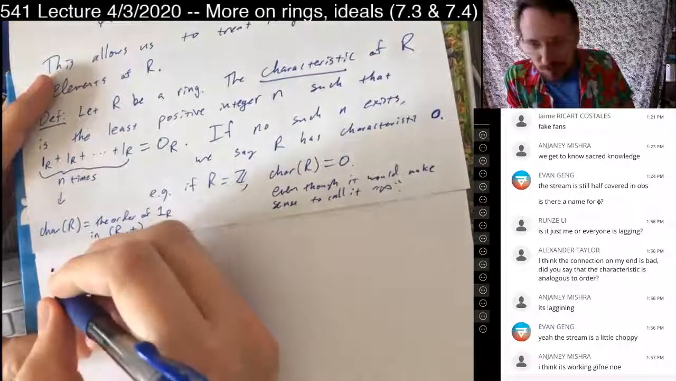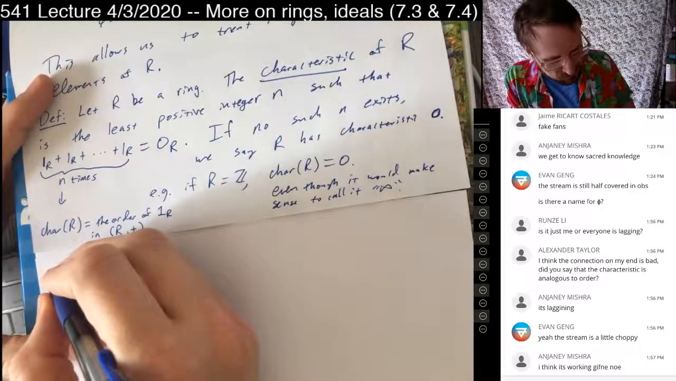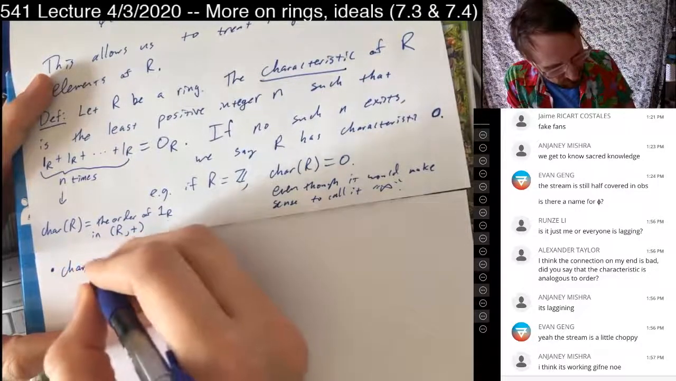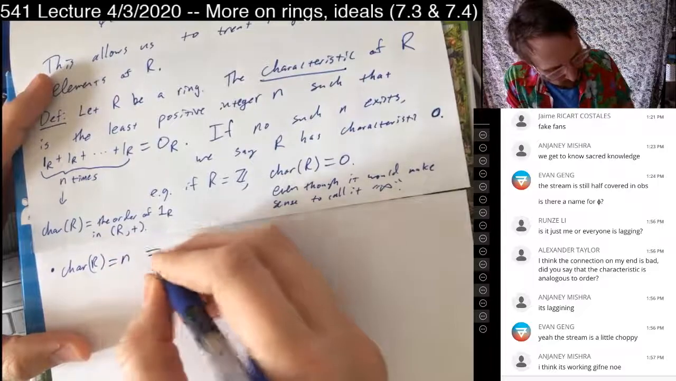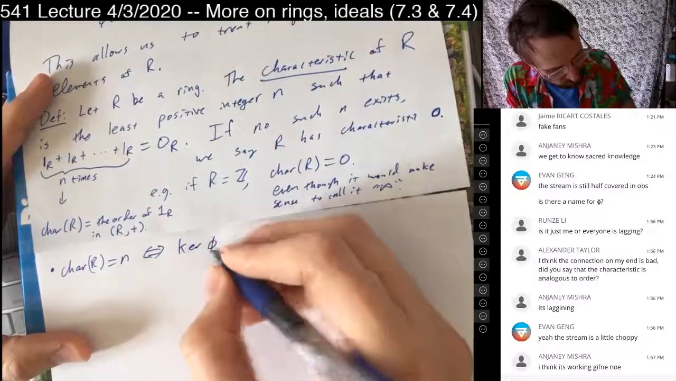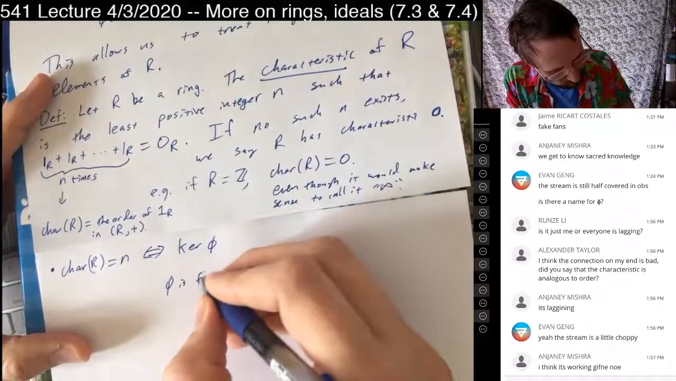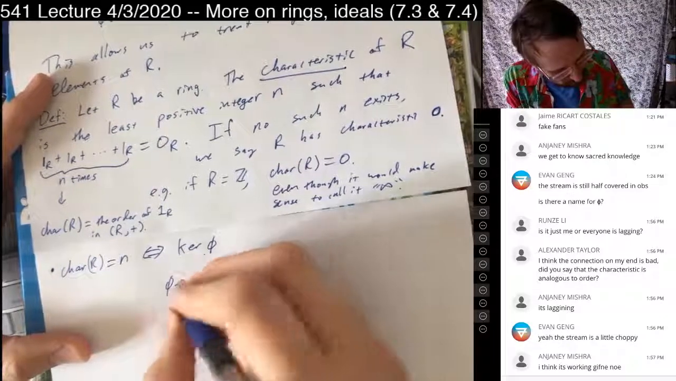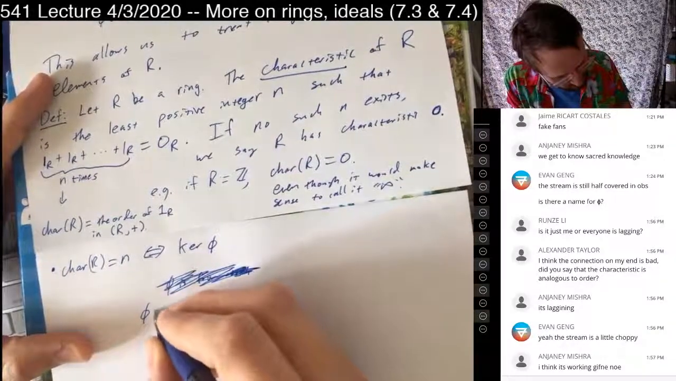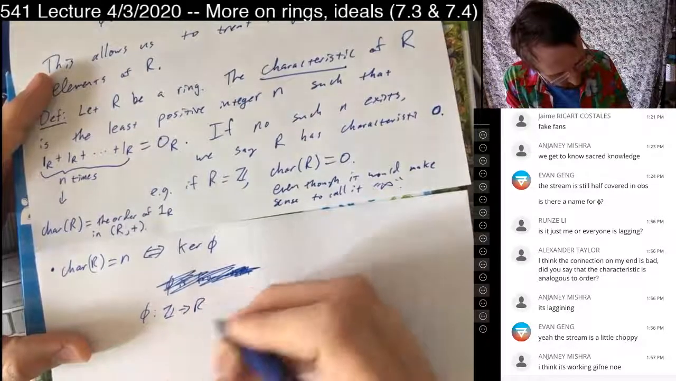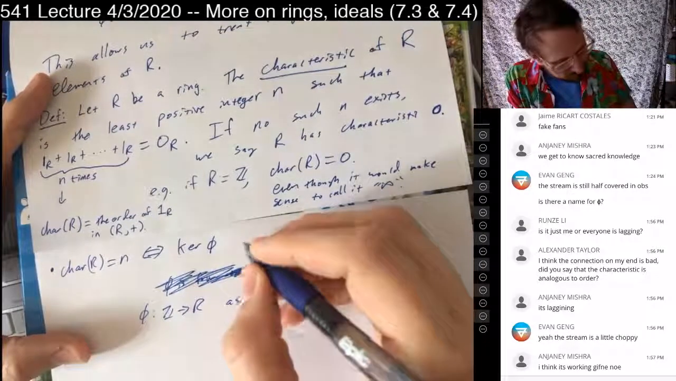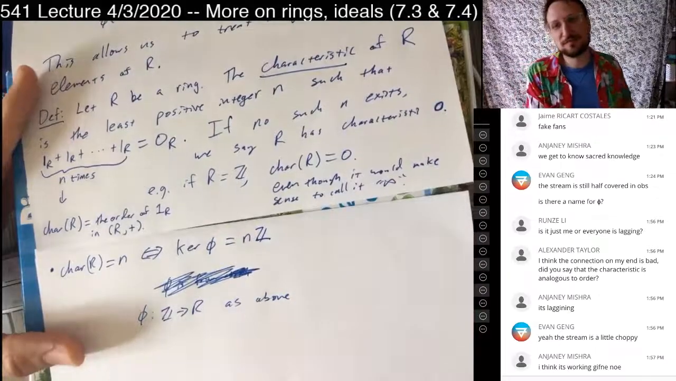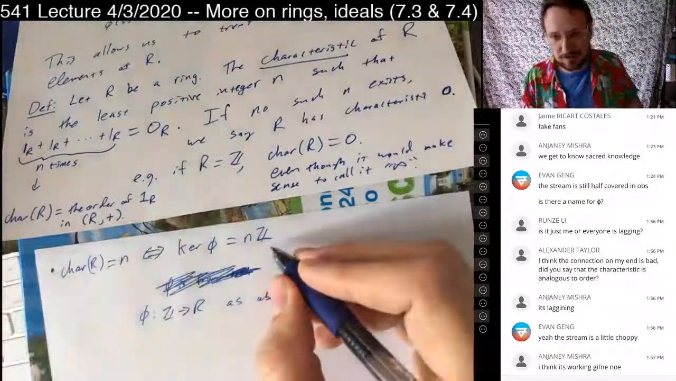So one note, and maybe just think about this. I don't want to spend too much time on it, but think about why this is true. The characteristic of R equals n is equivalent to saying that the kernel of phi, where phi goes from Z to R as above, is equal to the ideal nZ, which means multiples of n.